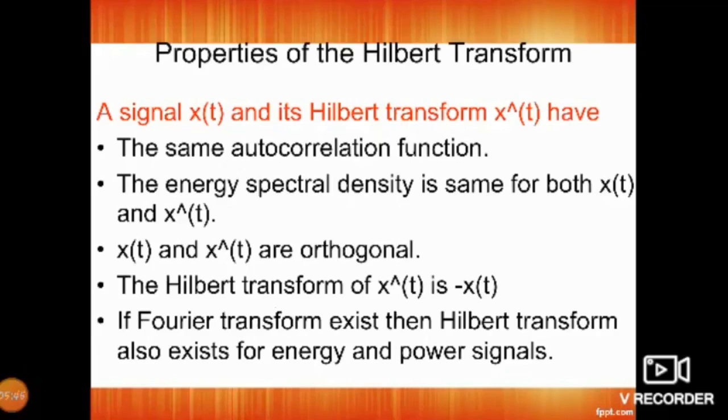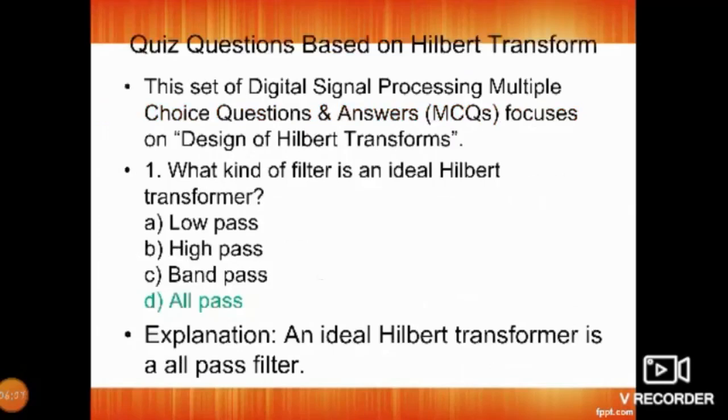So the Hilbert transform has the property that x of t is the input signal and x cap of t is the output signal. Both x of t and x cap of t have the relationship that they are orthogonal. So the Hilbert transform of x cap of t can be written as minus x of t. So the Fourier transform and the Hilbert transform hold for both energy and power signals. These are the basic properties of Hilbert transform, and now we have one quiz question.